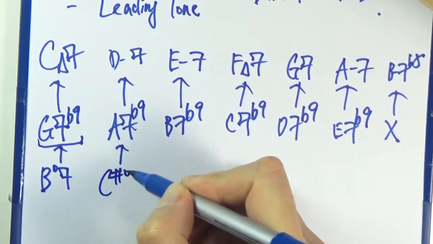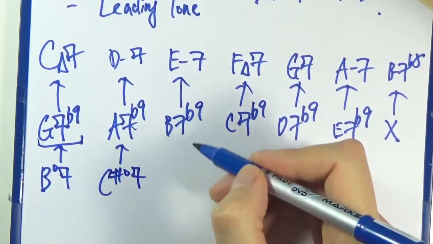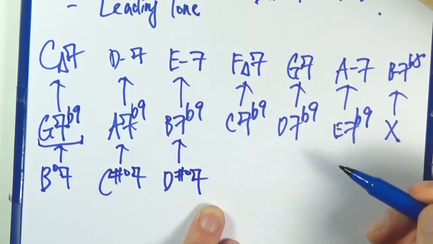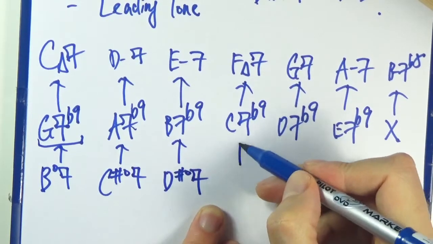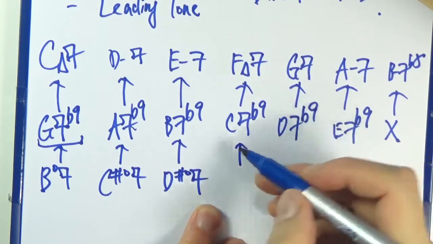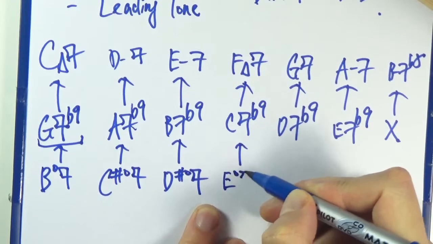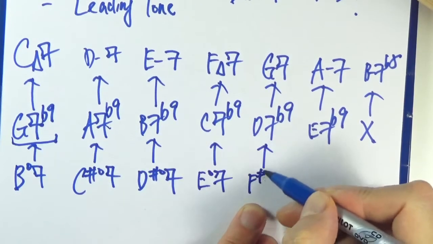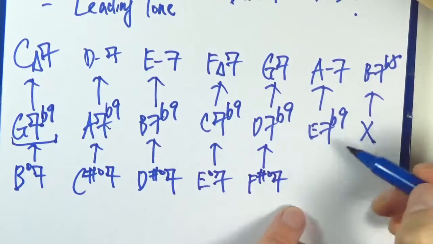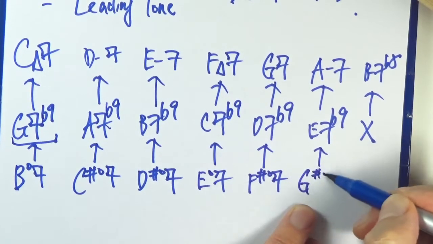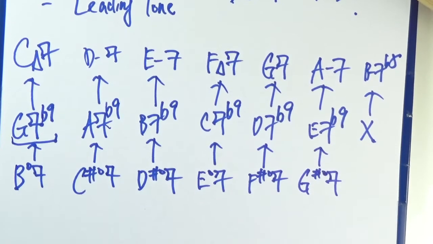C sharp diminished 7, right? D sharp diminished 7. E diminished 7. F sharp diminished 7. G sharp diminished 7th.